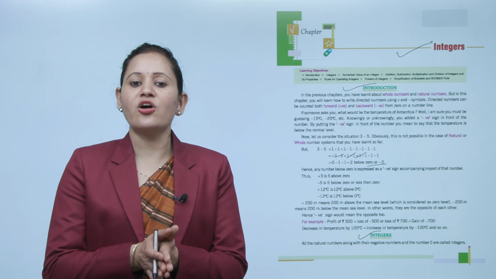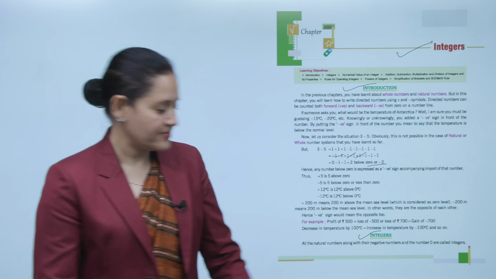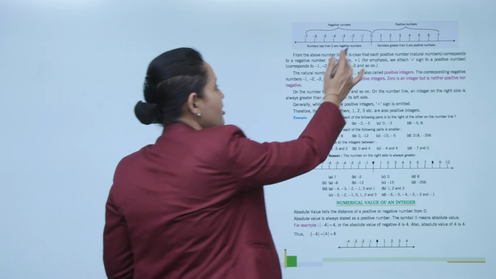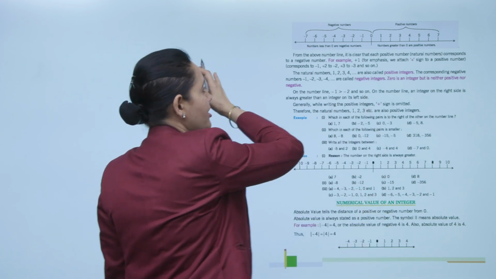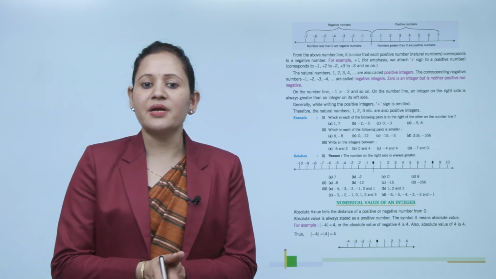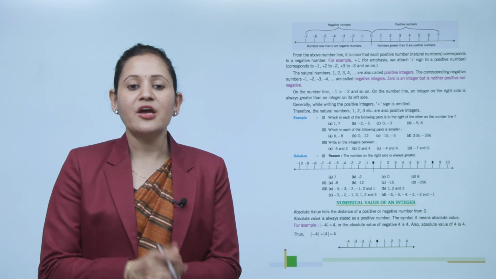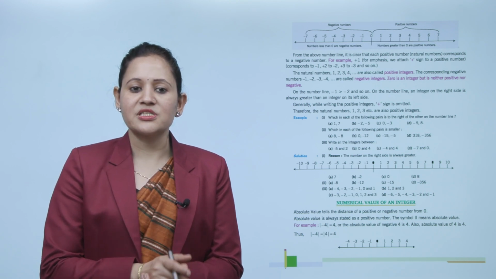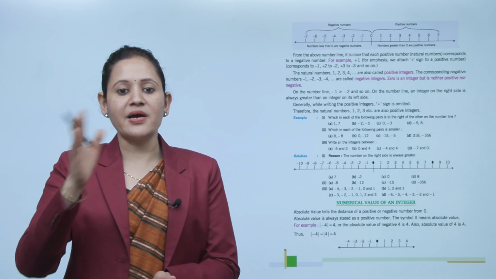All the natural numbers along with their negative numbers and the number 0 are called integers. Like here, 0, and from the right hand side all the positive numbers, and from 0 to the left hand side all the negative numbers. They all make the integers. From the above number line, it is clear that each positive number, natural number, corresponds to a negative number. For example, plus 1, for emphasis we attach a plus sign to the positive number, corresponds to minus 1. Plus 2, minus 2. Plus 3, minus 3, and so on.